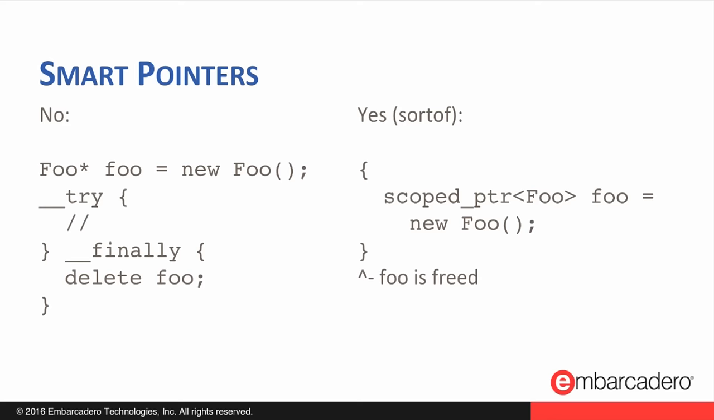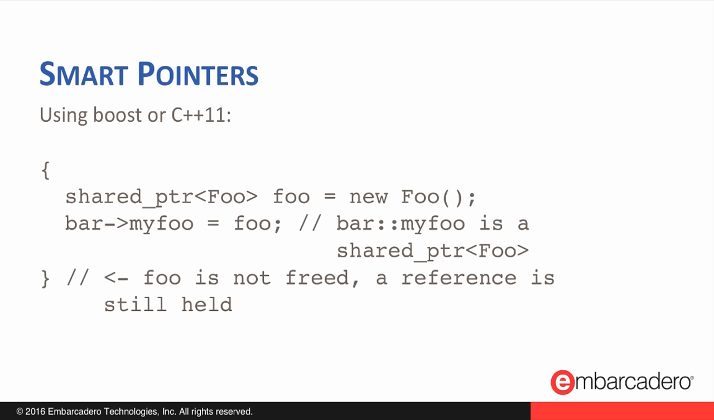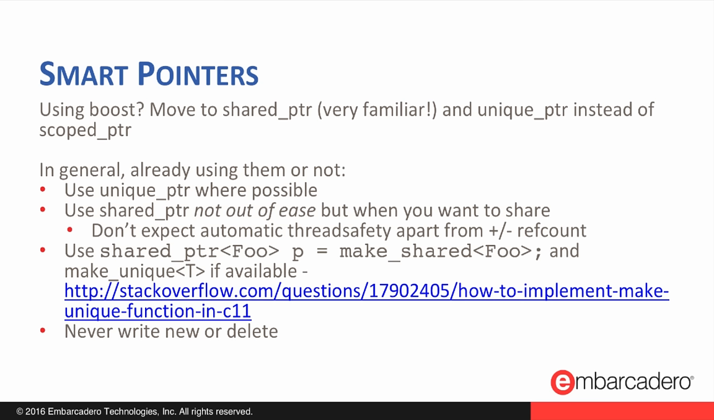Shared pointer keeps a reference count, and the pointer is freed when the last reference is dropped. If you're using boost, then you can move to std shared pointer without problems, and in general, unique pointer is a good replacement for scoped pointer. The difference is that unique pointer allows transfer of ownership.